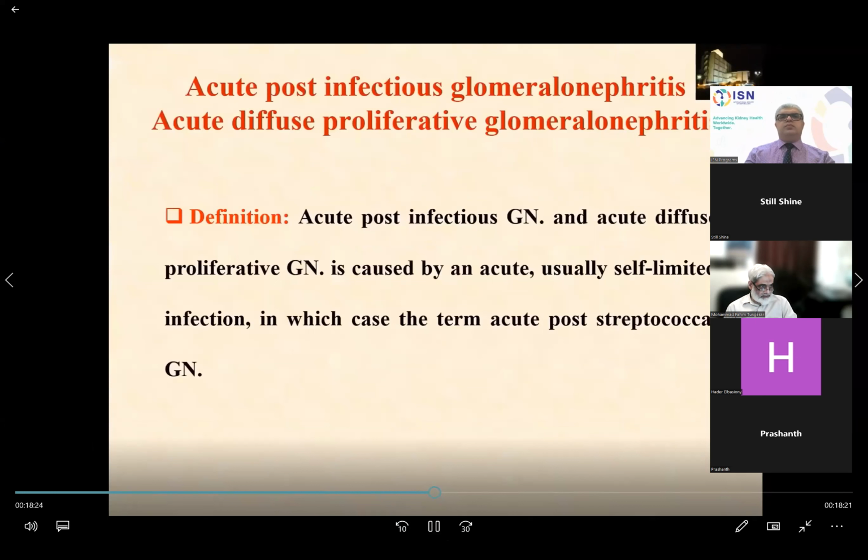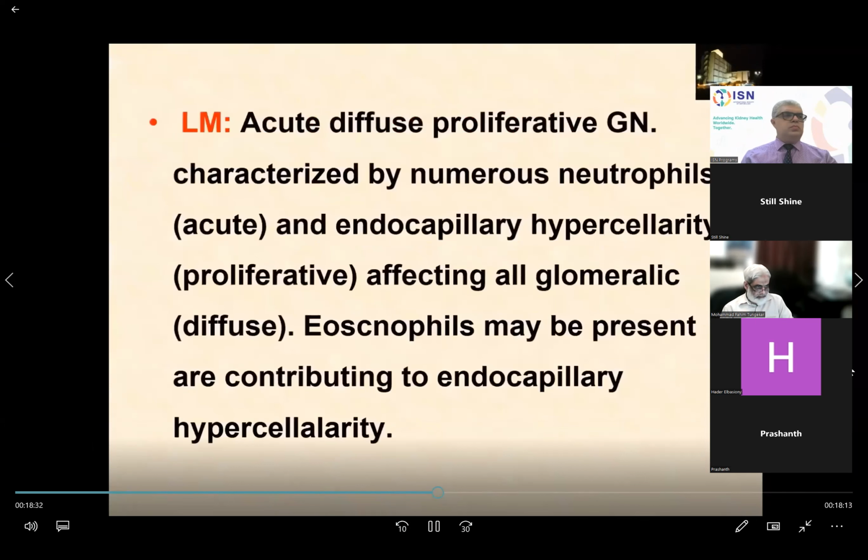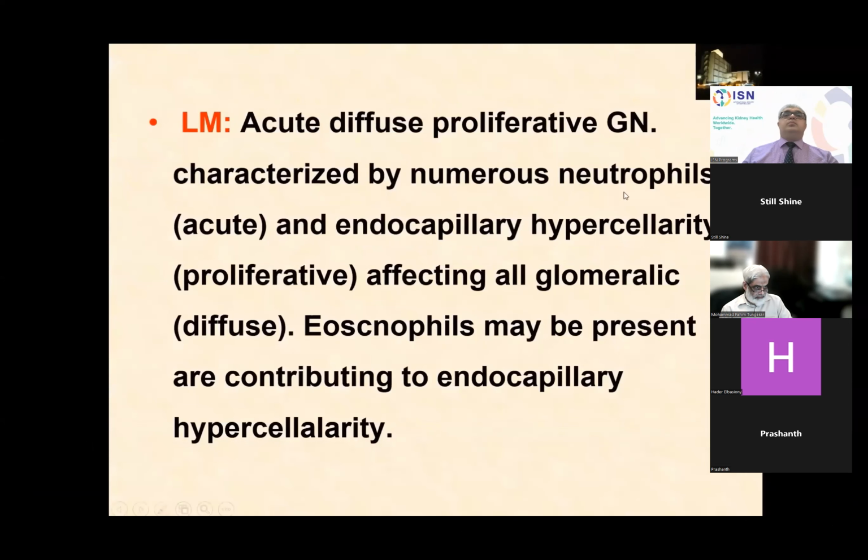Post-infectious glomerulonephritis or acute diffuse proliferative is caused by an acute, usually self-limited infection, in which case the term is post-streptococcal glomerulonephritis. It is characterized by numerous neutrophils, and here the term acute is used because of the presence of neutrophils. With endocapillary hypercellularity, the term is proliferative, affecting all glomeruli. It is diffuse. Eosinophils may be present and contribute to endocapillary hypercellularity.